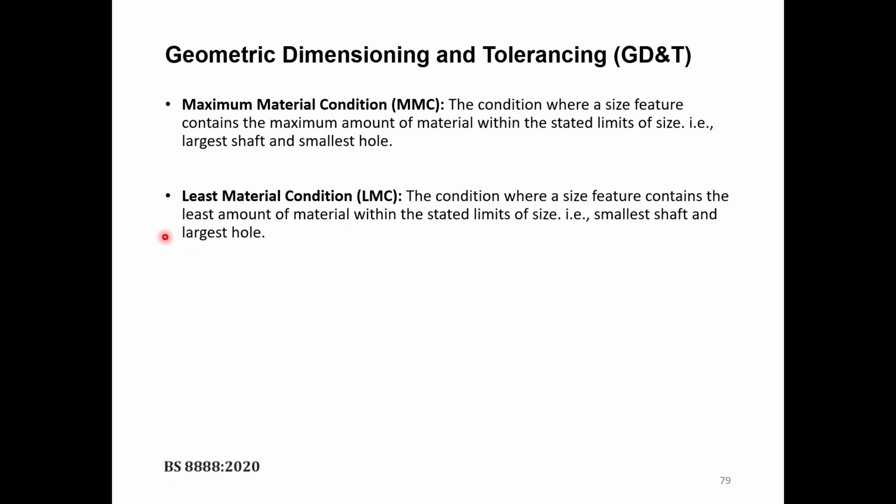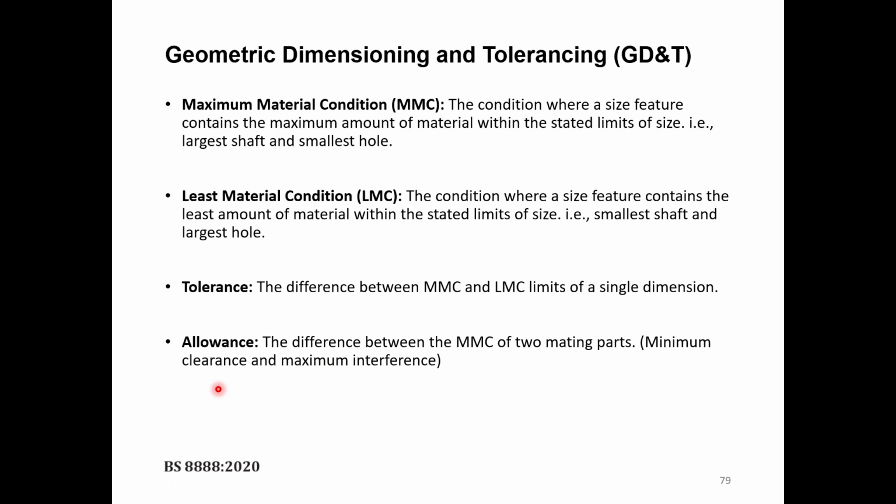The least material condition is the opposite of what I said here. If you have a hole within a plate, then the least amount of material occurs when this hole becomes the largest, the largest hole within the permissible tolerance. And if you have a shaft, the least amount of material happens when you have the least diameter of the shaft. So the tolerance is the difference between these two conditions. The difference between the maximum material condition and the least material condition is defined as the permissible tolerance.